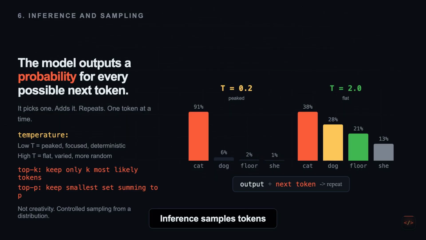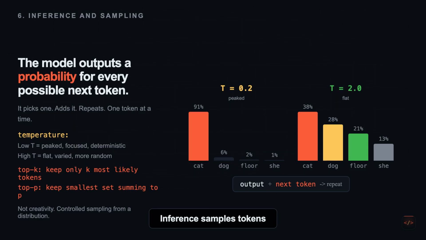How it picks is up to us basically. Temperature controls randomness. Low temperature sharpens the odds, so the top token almost always wins and answers stay focused. High temperature flattens them, so less likely tokens get a turn and the output gets more varied. Two more knobs narrow the field first: top K keeps only the K most likely tokens, and then top P keeps the smallest set that adds up to a probability you choose. Tuning these is how you move between precise and exploratory answers. None of this is creativity, it is controlled sampling from a distribution.